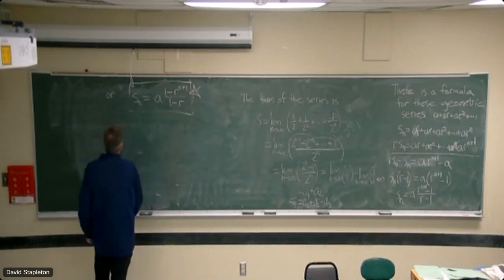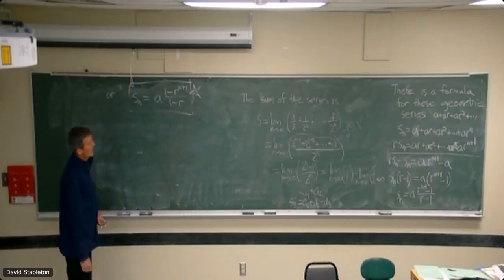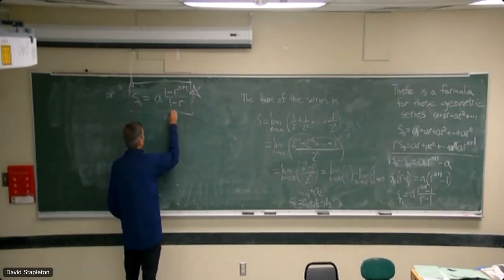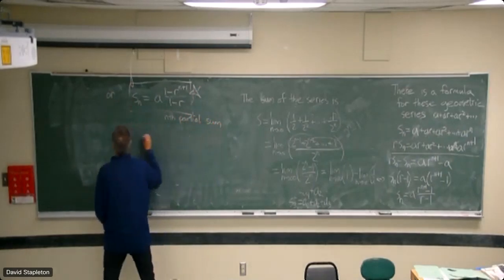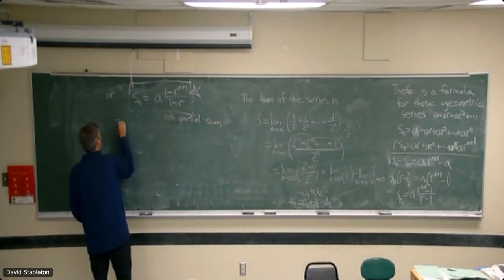This was memorizing, but now what is the sum of the series? This is the nth partial sum formula, right? This isn't the sum of the series. This is the nth partial sum of any geometric series. So the sum of the series, the sum forever.